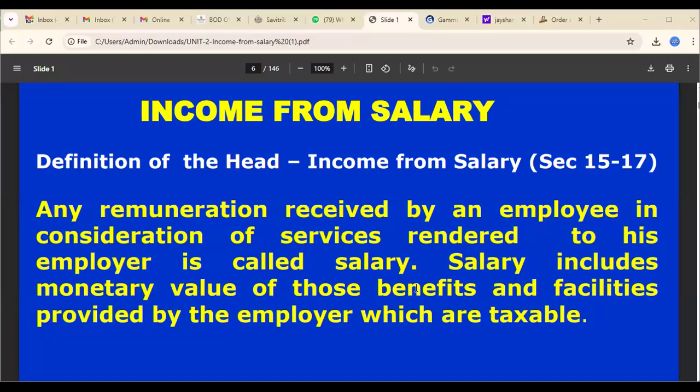As per section 15 of the Income Tax Act 1961, any remuneration or any amount which is received by an employee in consideration of service rendered to his employer is called salary. So here I require anything as consideration I am receiving. Second, there should be a relation between employee and employer, and it should be a contribution made for some act or service given.